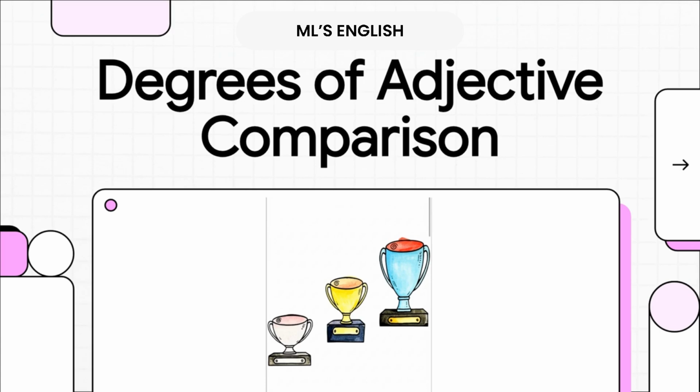Today's lesson is all about degrees of adjective comparison. You know, why is one thing big, another bigger, and a third the biggest? We'll break it all down, simplify it, and make sure you leave with confidence. So, grab your notebook, stay focused, and let's dive right in.